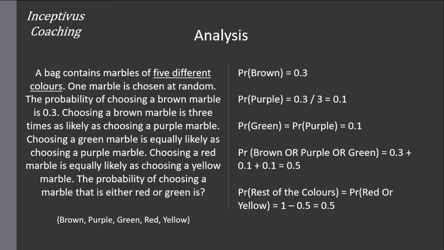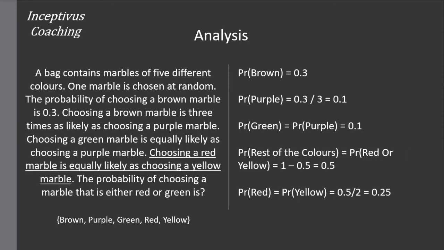At this stage, you can see that the probability of getting either a brown or a purple or green, or the 3 probabilities you have so far, is actually 0.5. And you calculate that by adding all the 3 probabilities together. Remember, we could do that because there's no overlap between the 3 colors, right? A marble can only have 1 color. So if the probability of getting either brown, purple, or green is 0.5, that means the probability of getting the rest of the colors, which is red or yellow, is 1 minus 0.5. So then you're left with also 0.5.